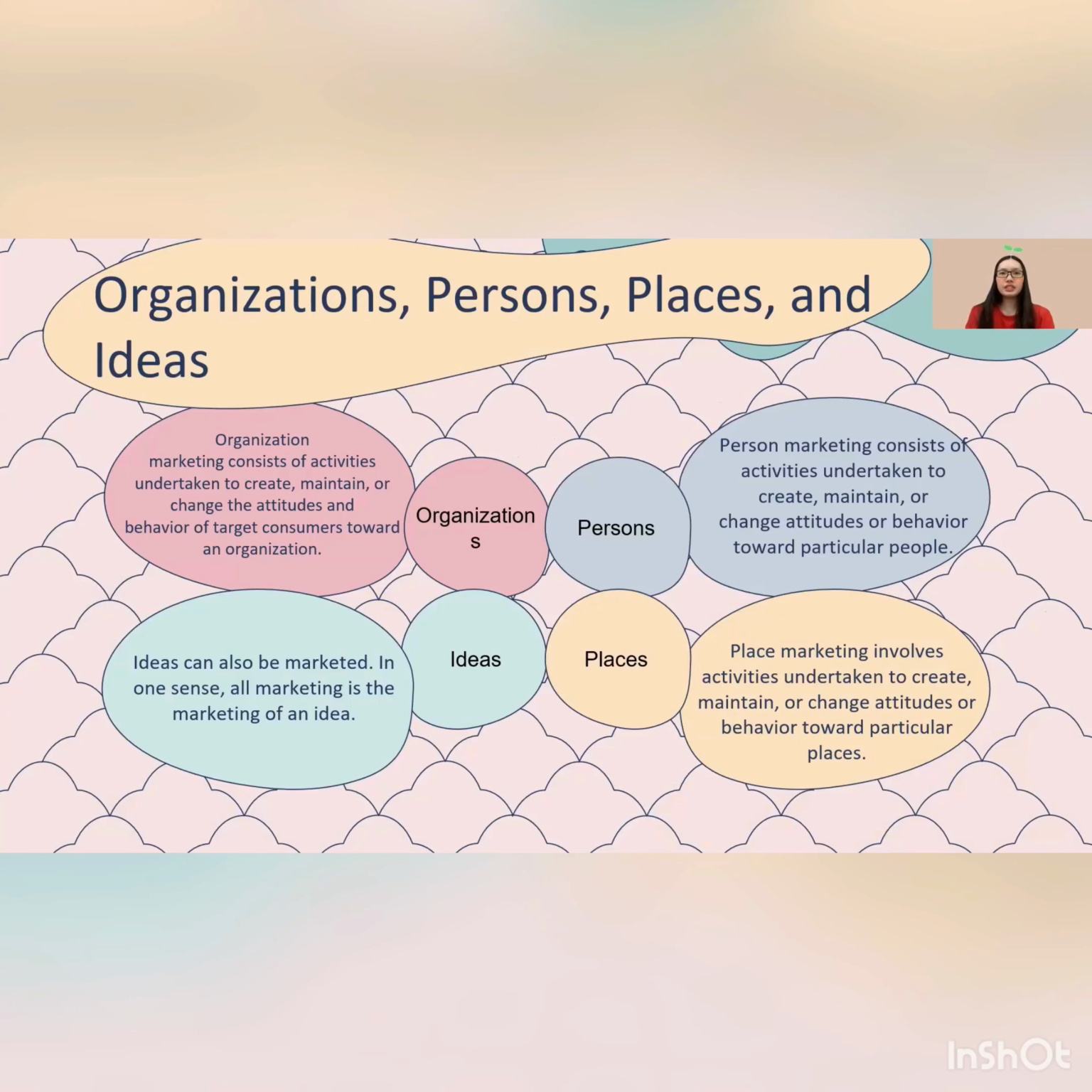So now we talk about organizations, persons, places, and ideas. Organization marketing consists of activities undertaken to create, maintain, or change attitudes or behavior toward particular organizations. People, places, and ideas can also be marketed. In one sense, all marketing is the marketing of an idea. However, we narrow our focus to the marketing of social ideas. This area has been called social marketing and consists of using traditional business marketing concepts and tools to encourage behaviors that will create individual and societal well-being.